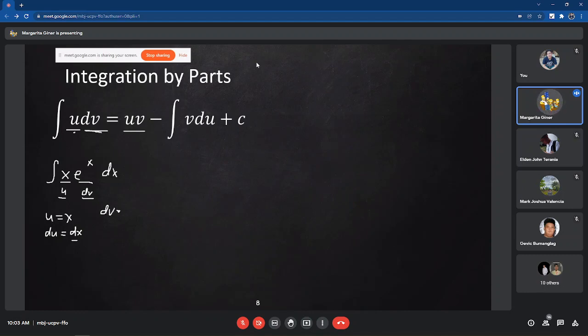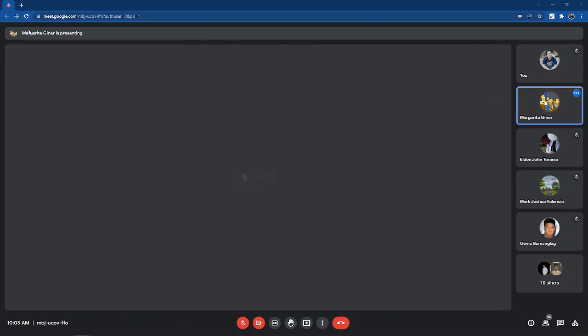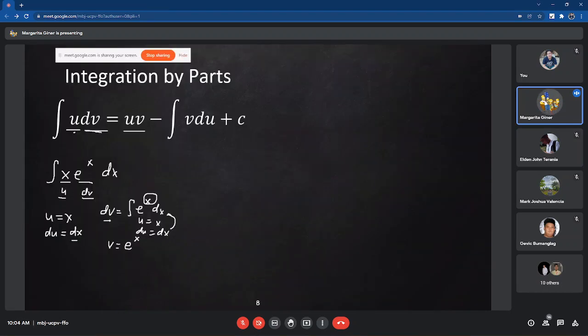Your dv, nag-solve tayo ng antiderivative. So, e raised to x dx. Copy lang ang dx. Anong value ng u mo? Exponential na, so siyempre ang u mo is x. So, ang du mo is equals to dx. Nag-match siya. Basta ang answer mo dito, this will become your v, na-solve mo na antiderivative niya. So, this will become e raised to x. Okay? Now, we have the value of dv, v, u, and du.